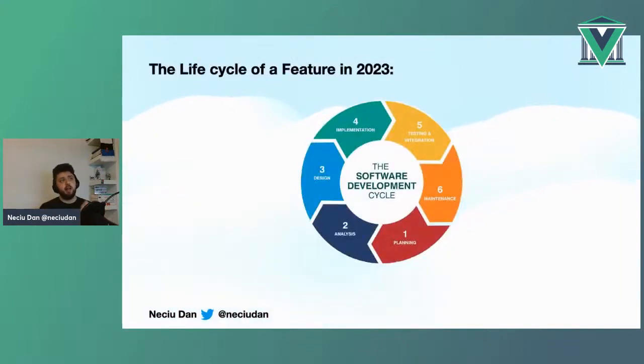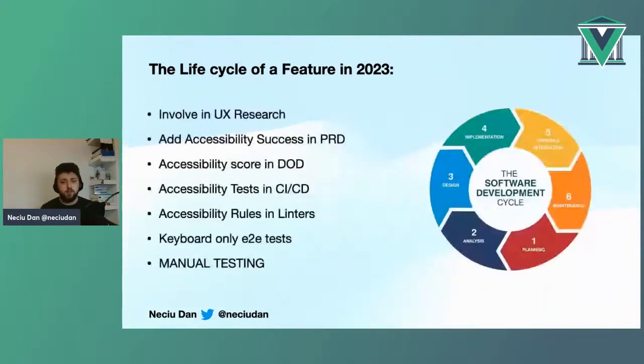Making the web accessible. Thinking back before about the life cycle of a feature, now that we know the best practices and how to use them, it's not all about the dev work, what the developer needs to do. We have to integrate accessibility into all parts of the life cycle of a feature. In UX research, we want to involve people with disabilities in our user testing practices. We want our PMs and POs to add accessibility success criteria inside the documents they're creating for their stakeholders. We need to put accessibility score in the definition of done for all of our stories.